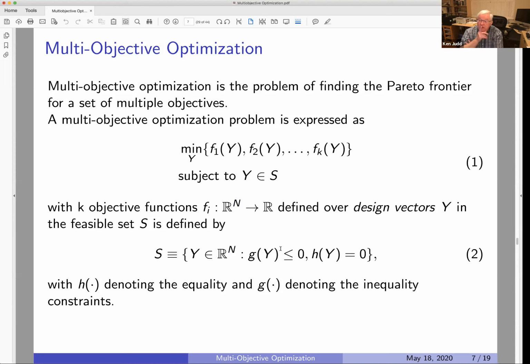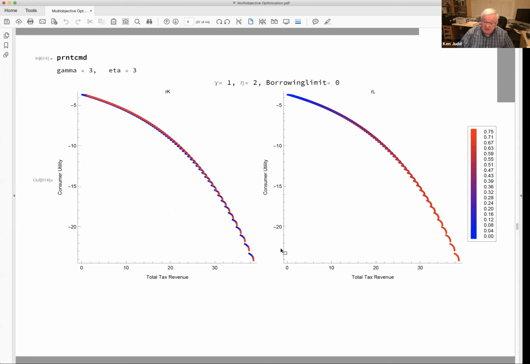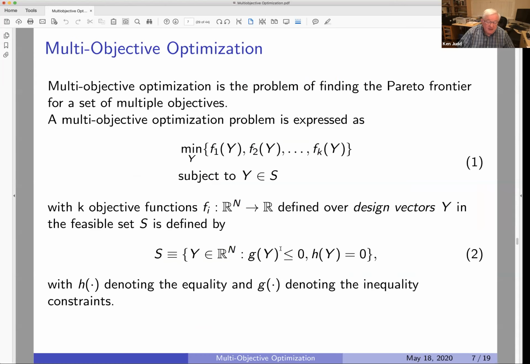By the way, though, in generating the data for this, I did use parallelism on my iMac. This is done using Mathematica. I used parallelism, and so this was done with 12 cores. So yeah, again, parallelism. Now, suppose that you have a problem.